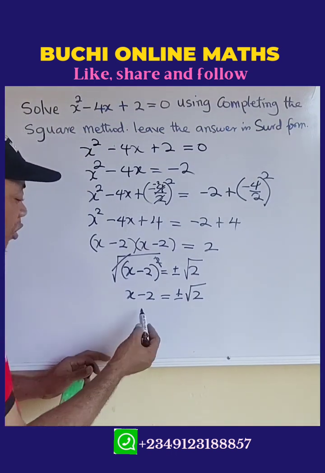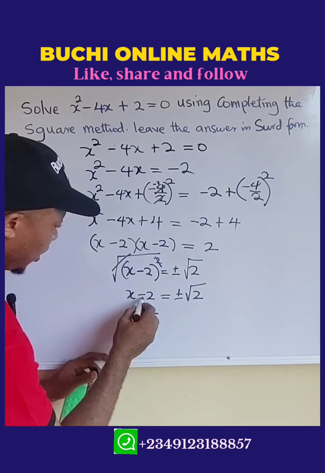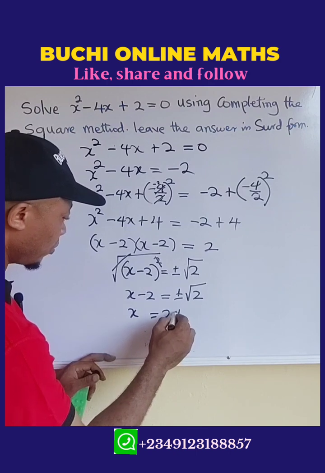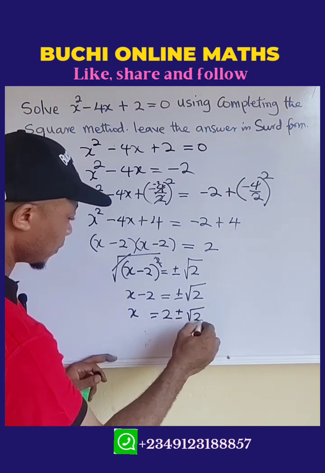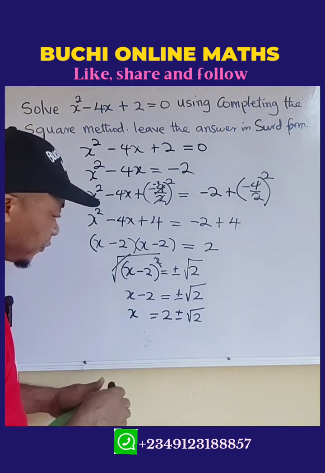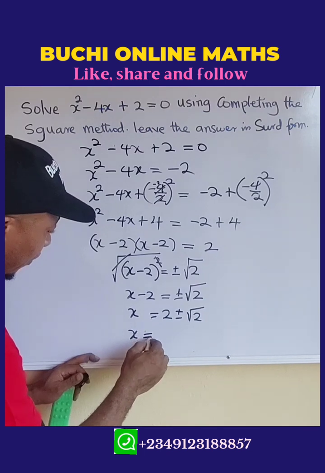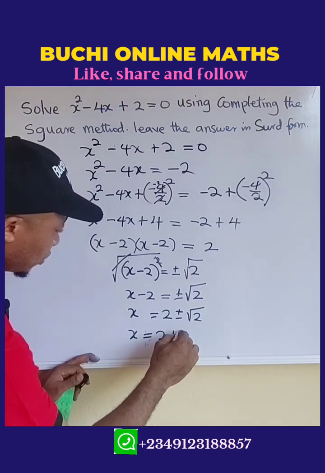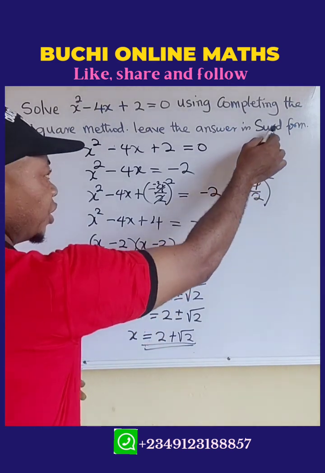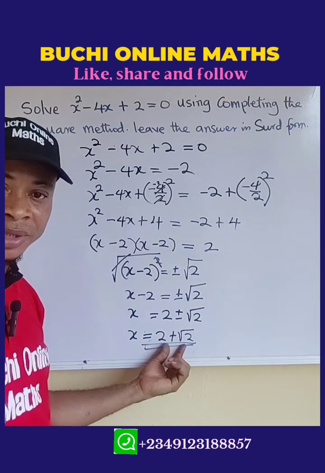So let's move minus 2 to the right-hand side. It becomes x equals, remember this is minus, crossing over will become plus. So we have 2 plus or minus root 2. Now, to get our answer, when x is positive, x will be equals 2 plus root 2. This is the first answer because we are asked to leave it in short form. So this is the answer in short form when x is positive.